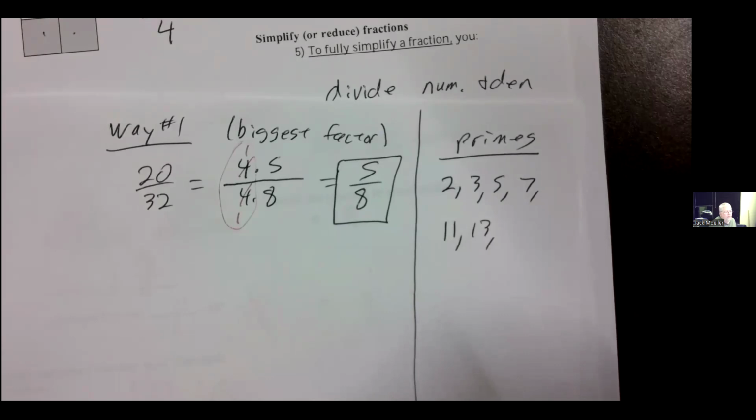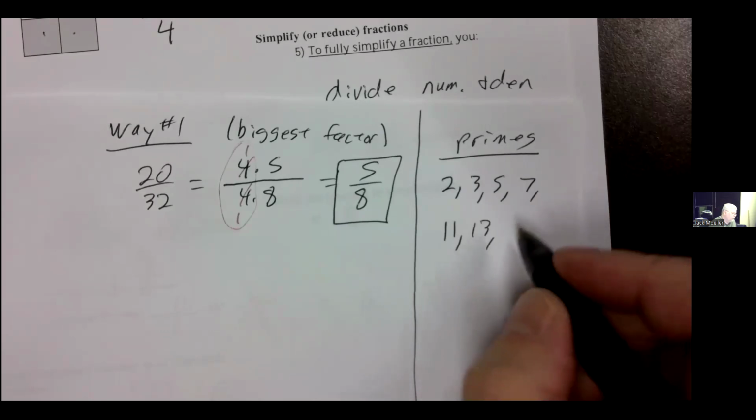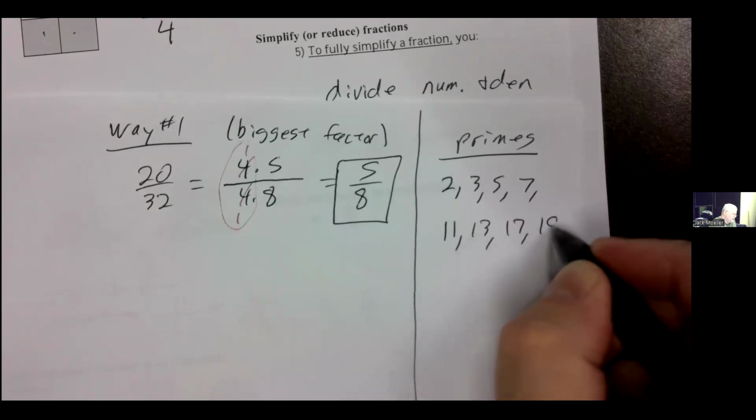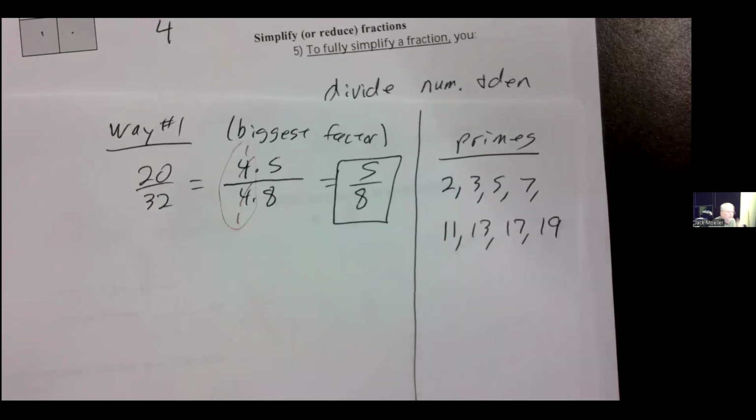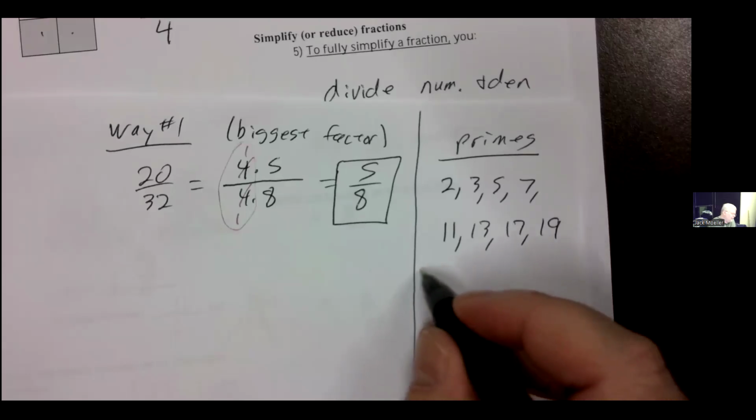So 9 and 15, those are what we call composite numbers, because they can be divided by something other than themselves. Then we have 17 and 19. So those are your primes less than 20.